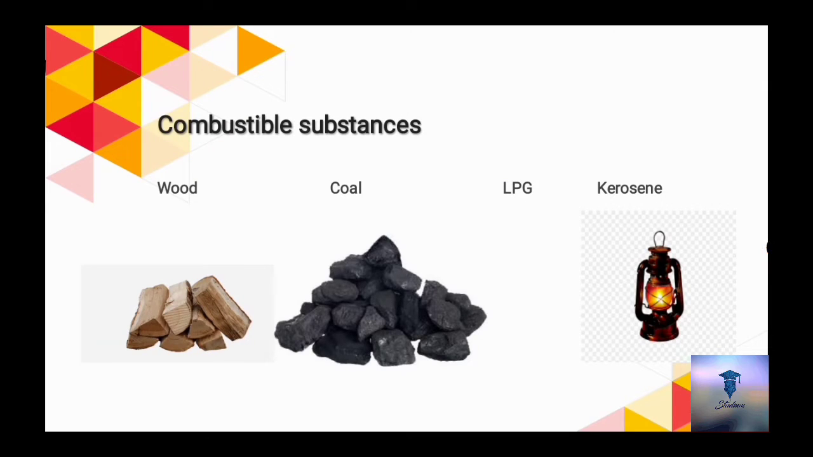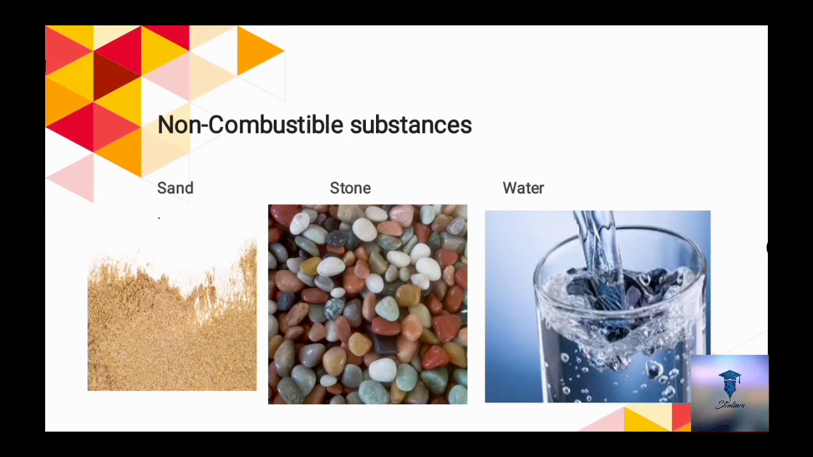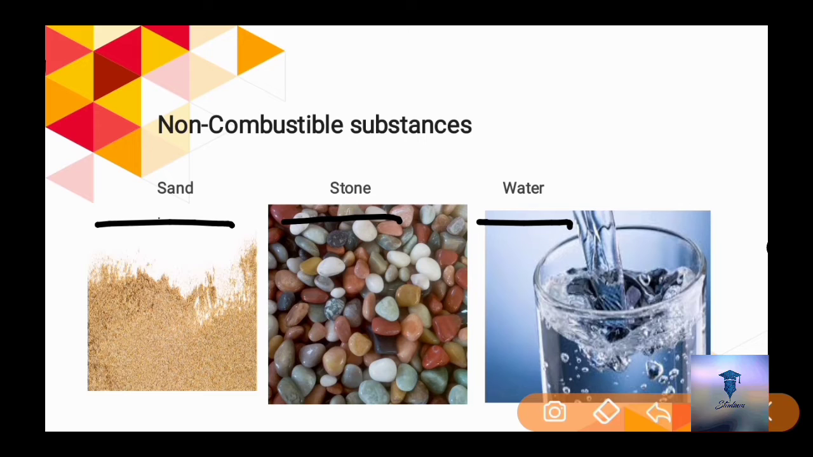Few examples of combustible substances. These are wood, coal, LPG, kerosene. The full form of LPG is liquefied petroleum gas. You all can see it in your homes. Few examples of non-combustible substances. These are sand, stone and water that do not catch fire easily.